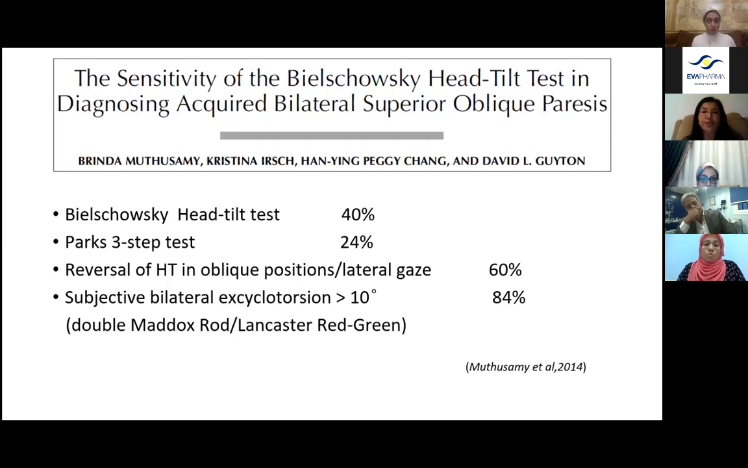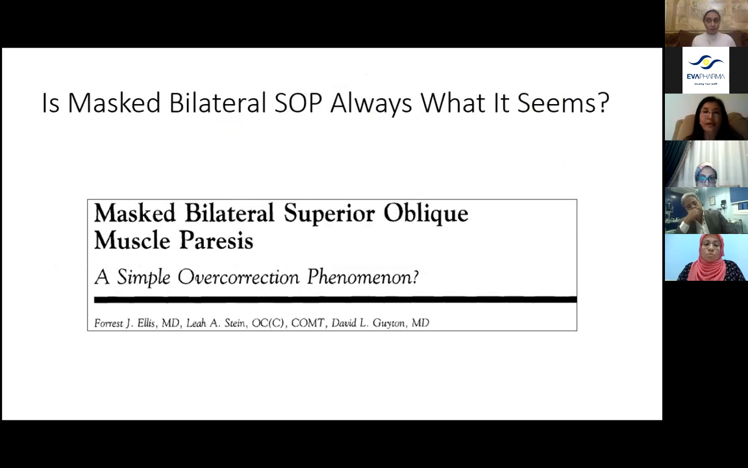So I don't think that there is one single thing that is super sensitive, but a combination of signs can together point you in the right direction. And finally, I will leave you with a question. Is masked bilateral superior oblique palsy always what it seems? I would like to invite you to read that article about masked bilateral superior oblique palsy. Is it a simple overcorrection phenomenon? It was one of Dr. Guyton's papers. And thank you very much.